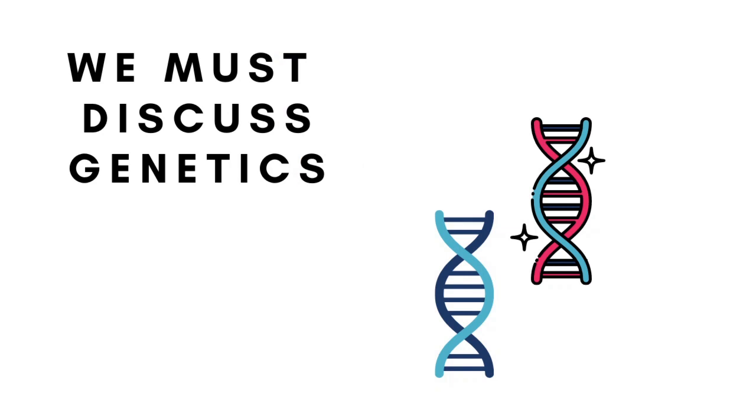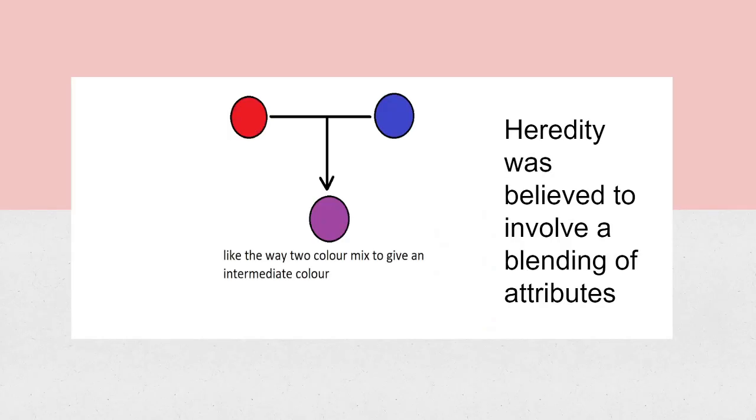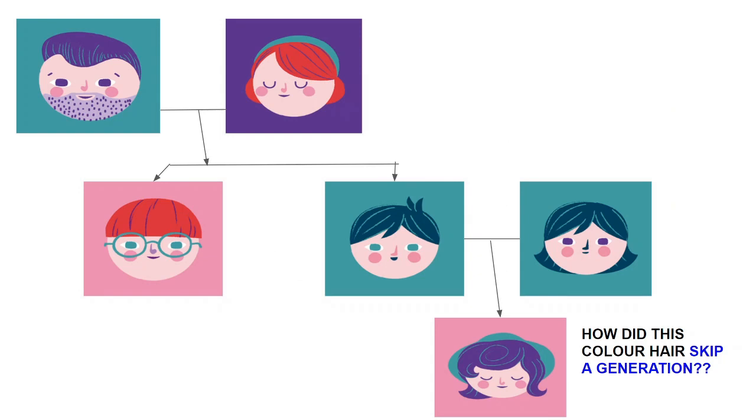In Mendel's time, it was thought that heredity had to do with a blending of attributes, like the way two colors mix to give an intermediate color. But this does not account for the way traits can skip a generation. Thus, it seemed to Mendel that heredity must be based on discrete units of inheritance, which came to be referred to as genes. In the gene theory, each parent has a set of genes and these are retained intact.